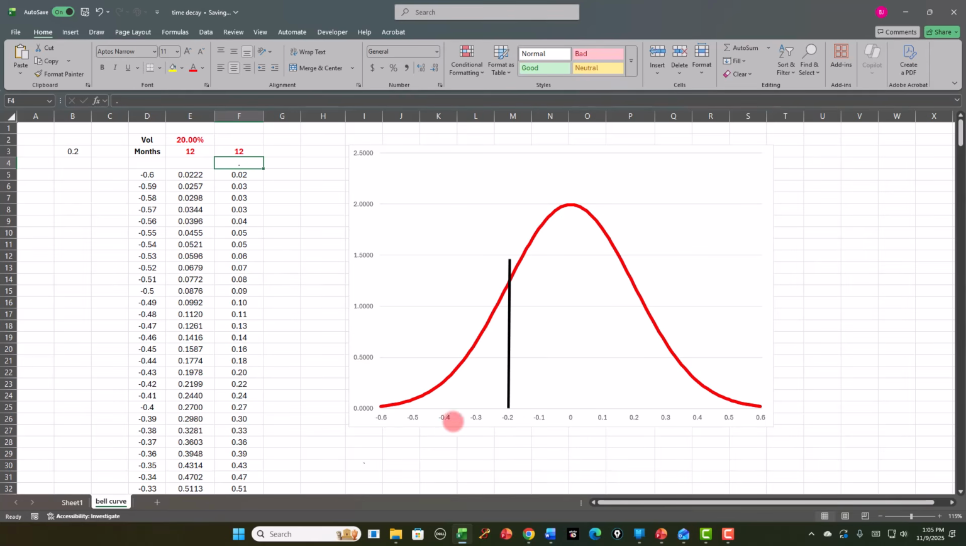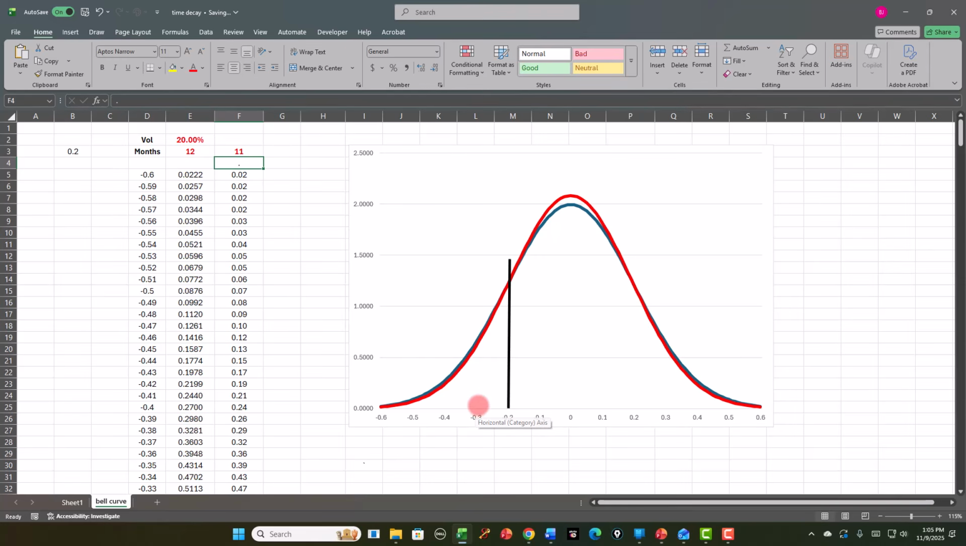So let's put this marker here, this black marker at minus 0.2, we're saying what's the probability that the stock lands in this left tail. So maybe this is a put option strike. Now watch what happens when we go to 11 months. You can see that the change in that bell curve from the red to the blue wasn't all that great. Didn't really reduce this area.